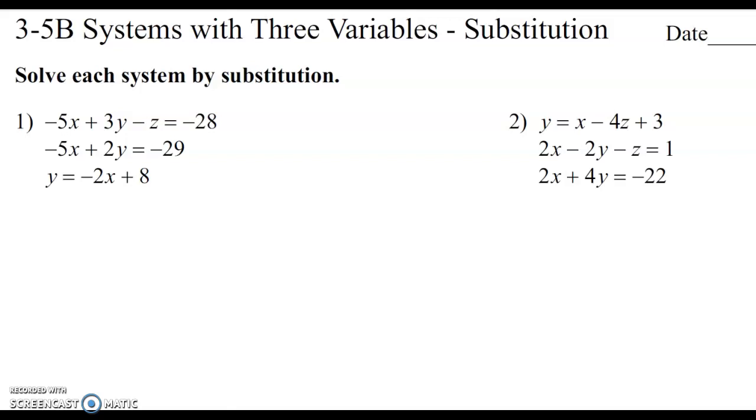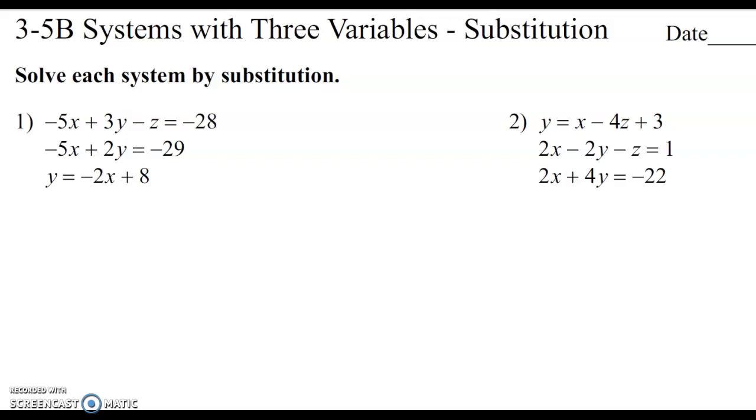Great, so today we're doing 3-5 systems with 3 variables. Again, still in 3-5, except this is substitution, so we're using a different method. The voice might not be the best from over here, but this is what we're going to go with today. So in substitution, we're still doing the same thing.